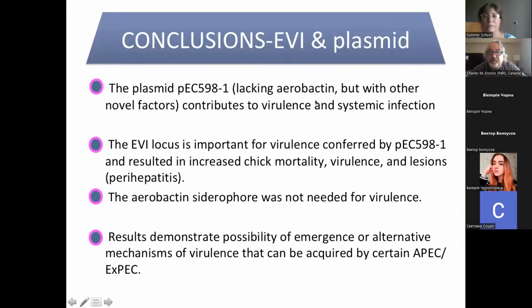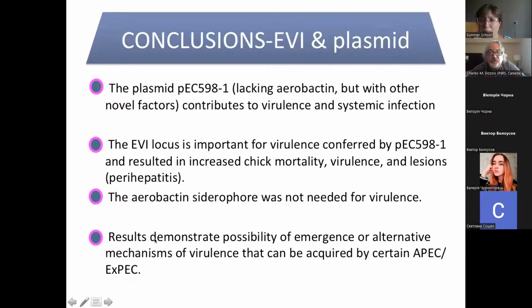be very important for many kinds of extra-intestinal infection, can contribute to virulence and systemic infection, and it can actually even be increased, and that this enhanced virulence island locus with these 3 different virulence factors confers an increased virulence and disease, and that this strain having this particular plasmid does not require the aerobactin siderophore for virulence.